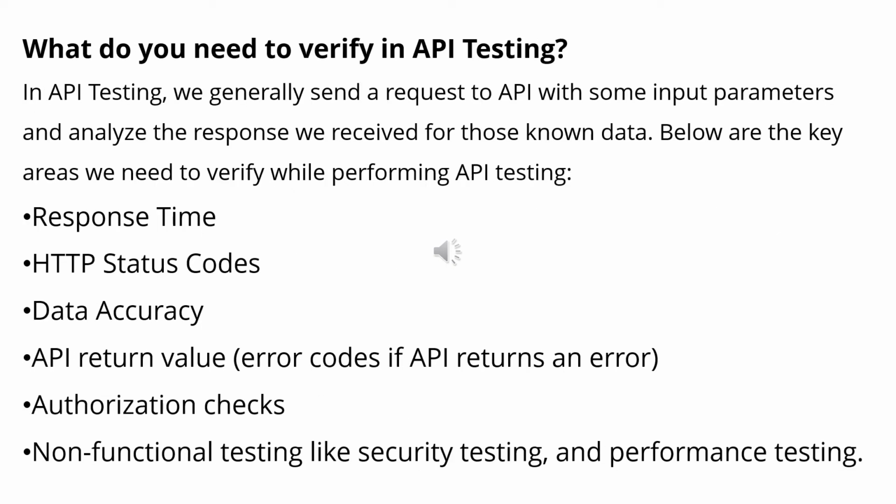What do you need to verify in API testing? In API testing, we generally send a request to the API with some input parameters and analyze the response we receive for those known data. Below are the key areas we need to verify while performing API testing: response time, HTTP status codes, data accuracy, API return value, error codes if the API returns an error, authorization checks, non-functional testing like security testing, and performance testing.